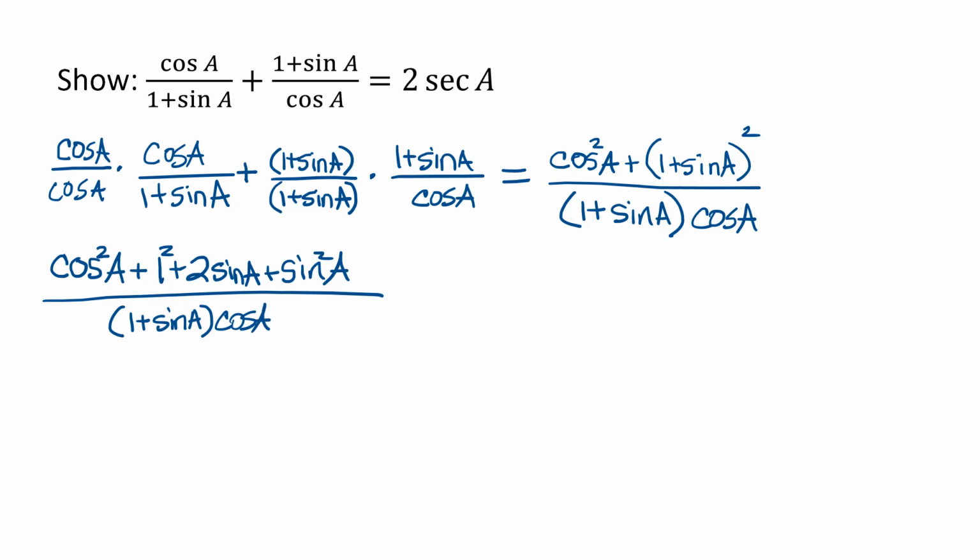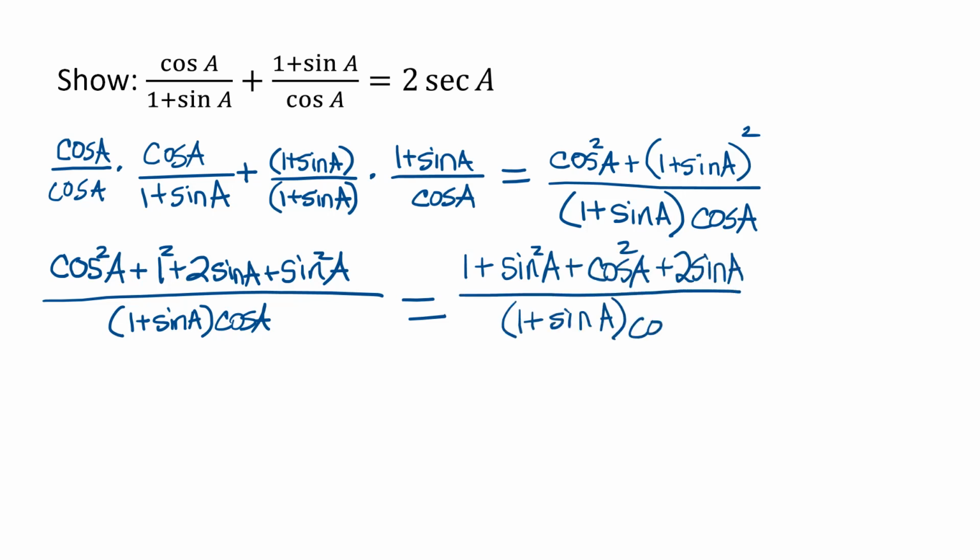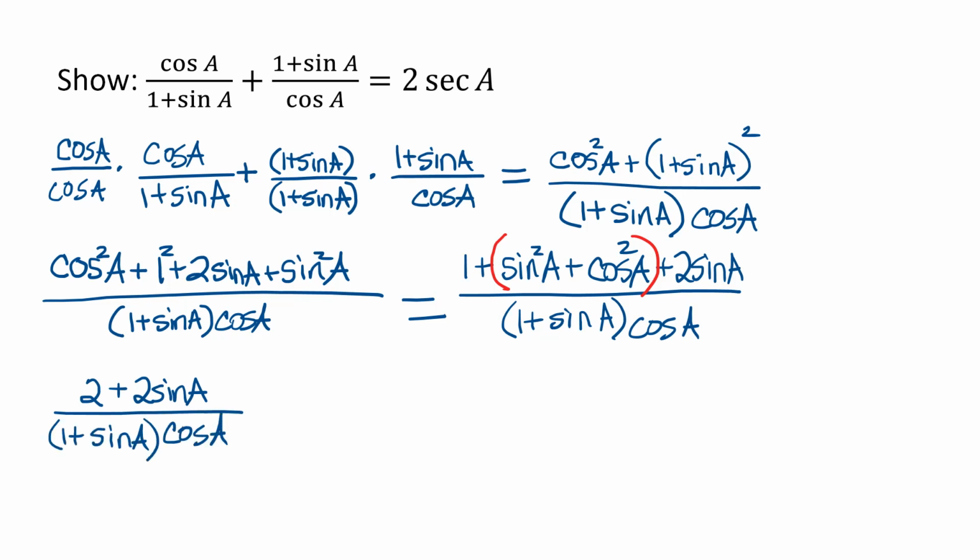And now I can see, if I rearrange that numerator, I have on top a sine squared A plus cosine squared A, and I know that that equals 1. So I'm going to go ahead and add that together and get 1 for that. So that's all I'm doing in this next step is just rewriting it. So I rewrote that numerator as 1 plus 1, which is 2, plus 2 sine A.